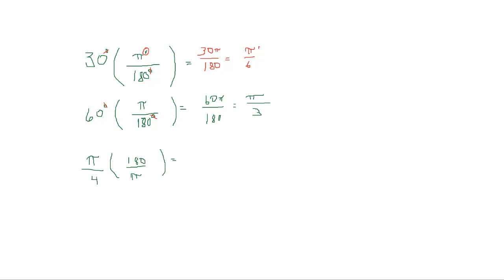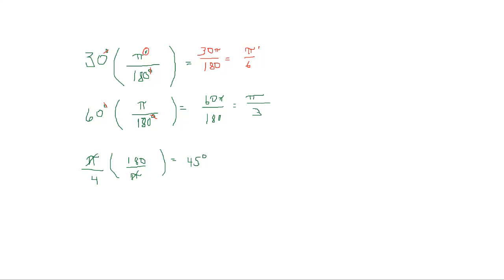And notice that this time the radians will cancel. The pi radians will cancel. That leaves me 180 divided by 4, and 180 divided by 4 is 45 degrees. So 1/4 of pi is 45 degrees. Let's do one more.